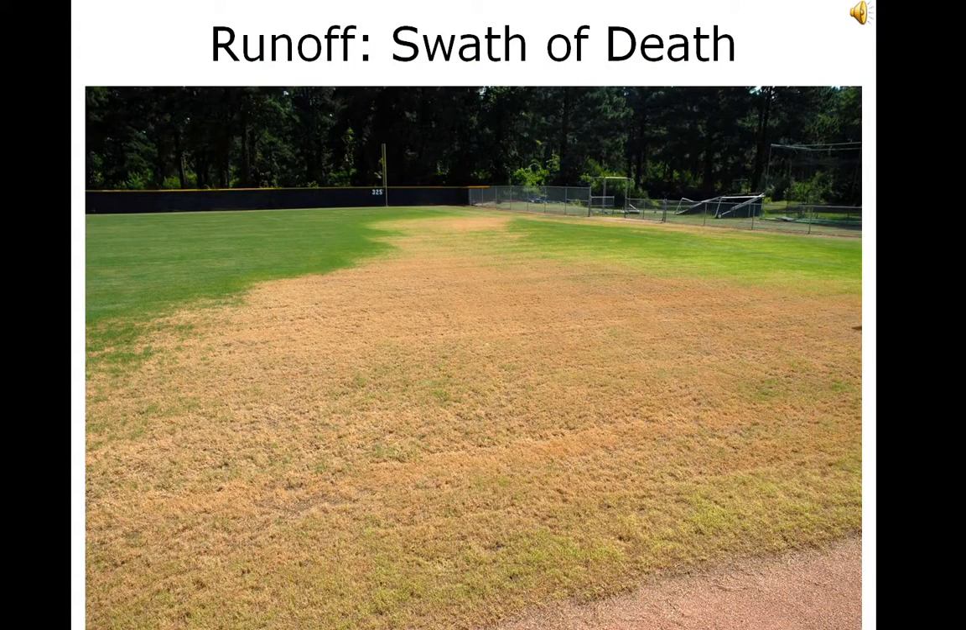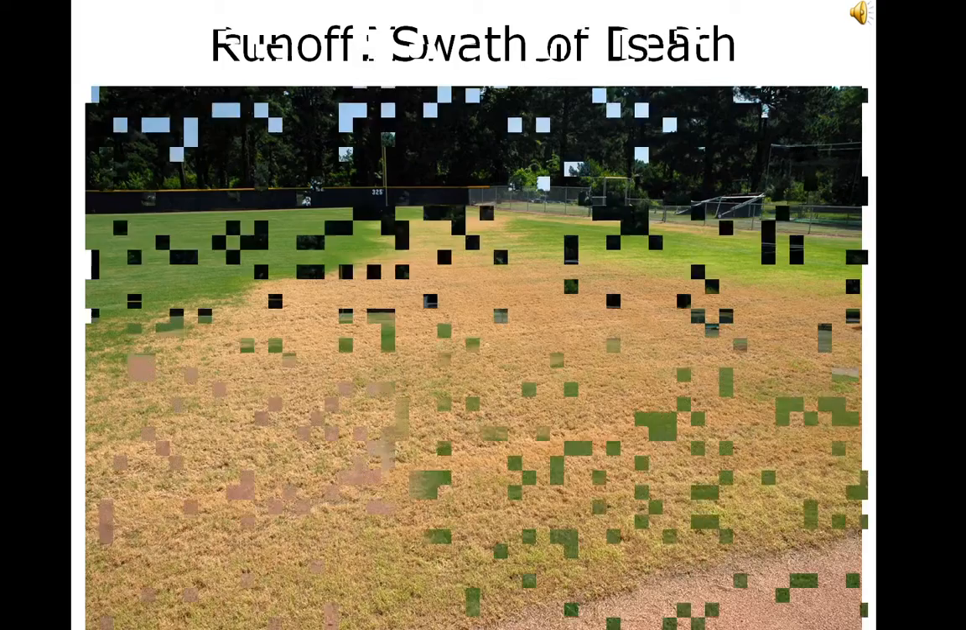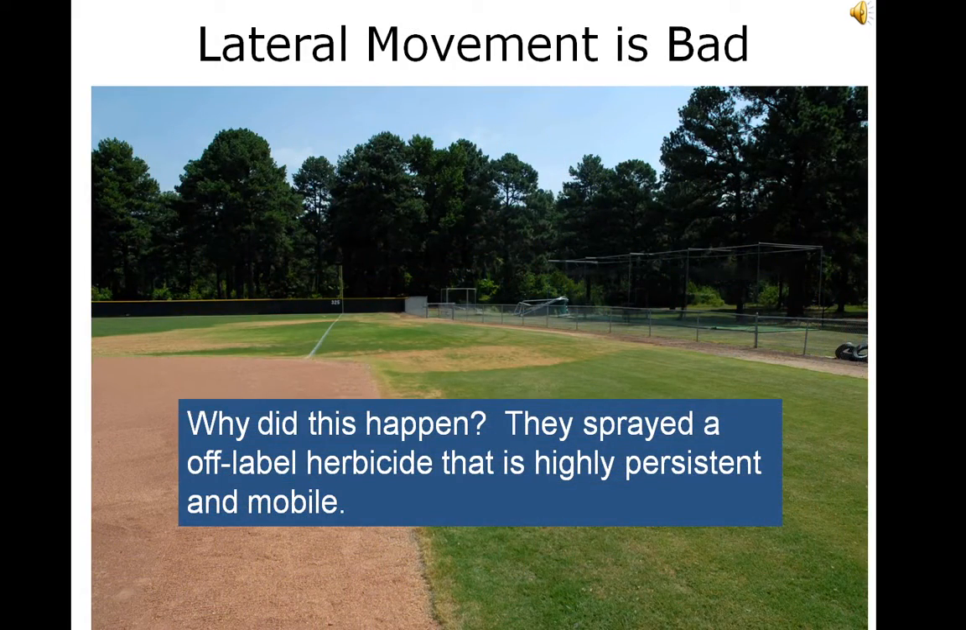Water used to irrigate this sports field moved a pesticide product off-site and onto the ball field. The grass was killed as a result of runoff. It turned out in this instance, the pesticide was not labeled to be used along the edge of the ball field and it caused this damage.